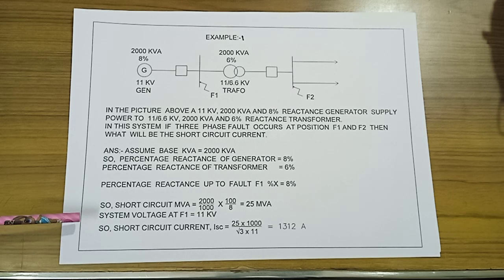System voltage at F1 is equal to 11 kV. Here is 11 kV system voltage. So short circuit current ISC is equal to 25 into 1000 divided by root 3 into 11, which is equal to 1312 ampere. Okay, next.